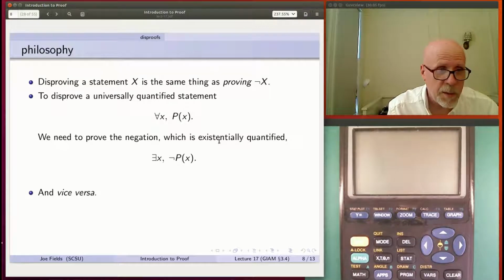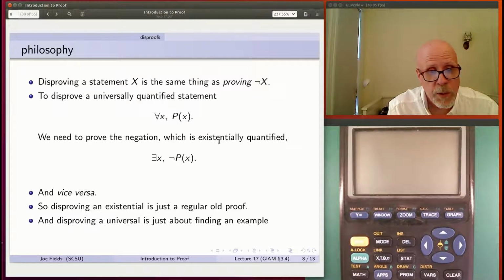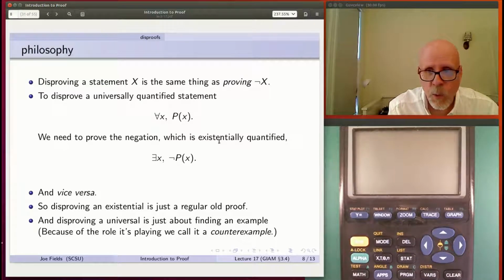That's actually doable. Find some x that makes p of x not be true, and vice versa. Now this is the other side of the coin. I didn't put it in here in statements, but if you're trying to disprove an existentially quantified sentence, then you need to prove the negation, and that'll be universally quantified. So let's just tie all this together. If you're disproving an existential, it's just a regular old proof. It's the kind of thing we've been doing in direct arguments where we're proving universals. And disproving a universal, that's finding an example. That's proving an existential.